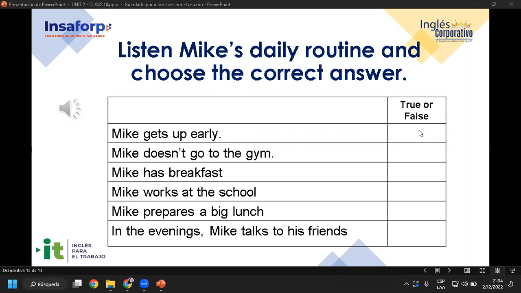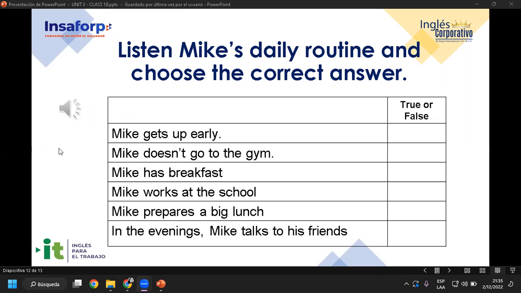Yes. Para evitar interferencias, please, no vayan a encender sus micrófonos, mantengan sus micrófonos mute. Ok, todos apaguen los micrófonos, please. Microphones off. Ok, I'm going to play the audio. Pay attention.